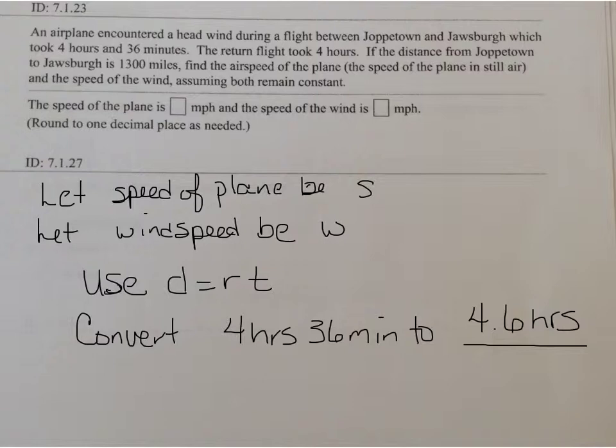So what we're going to do is we're going to let the speed of the plane be s, and the wind speed, we're going to let it be w. And we're going to use the fact that we know that there is a formula, distance equals rate times time, and we'll be able to set up two simultaneous equations so that we will be able to solve to figure out what the wind speed was and the speed of the plane.